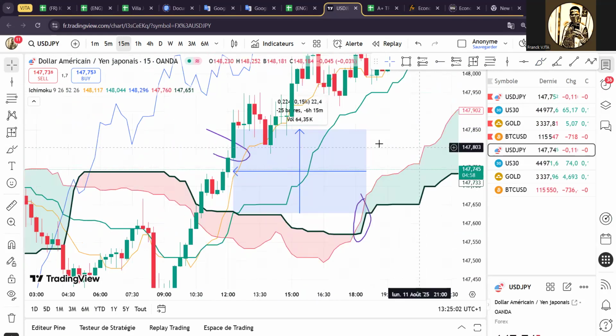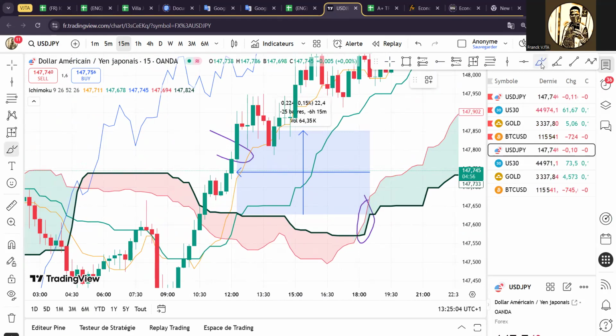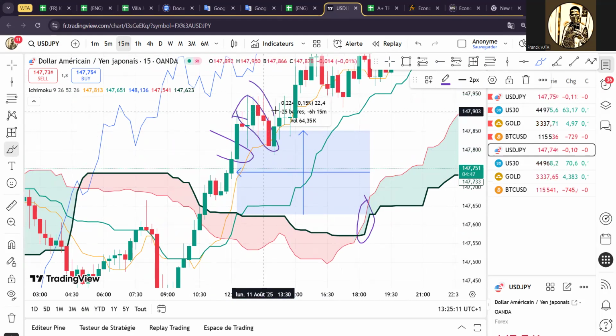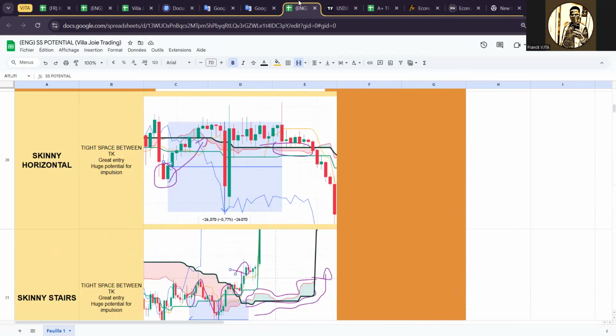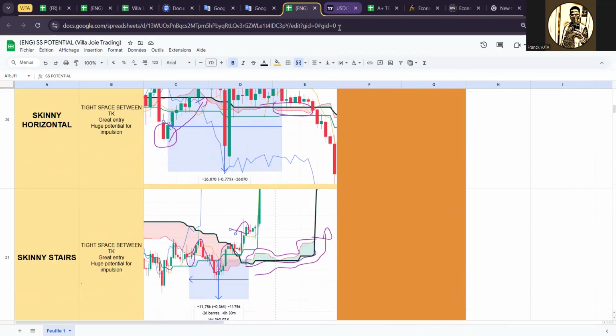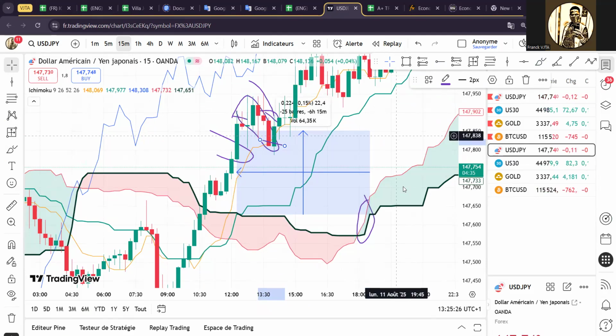And then, since it is first separation, it needs to reduce a little bit because it is a fresh separation. You need to make a pullback. Then you have a better opportunity after the pullback. So that's what you need to keep in mind. But after that, you have a horizontal skinny. The cloud also does the horizontal skinny.